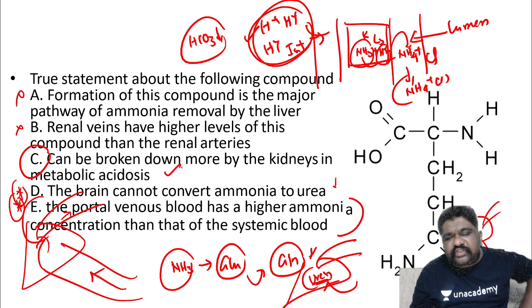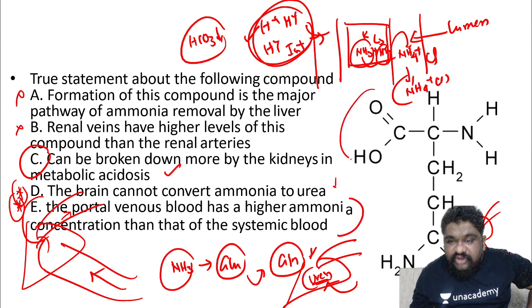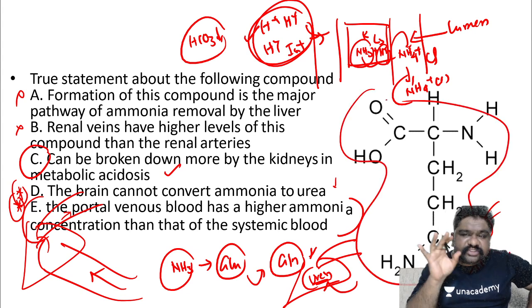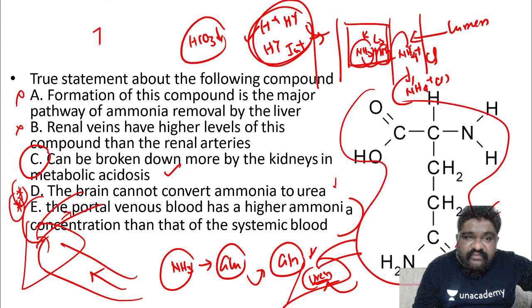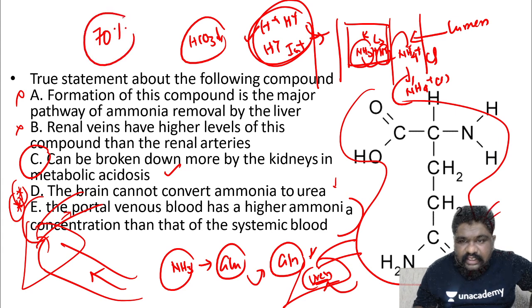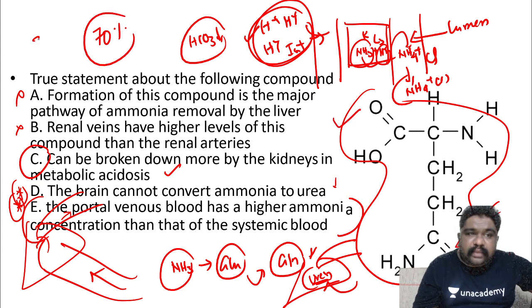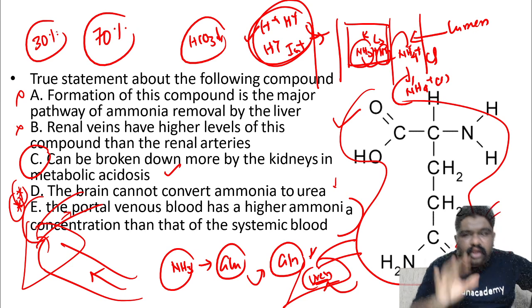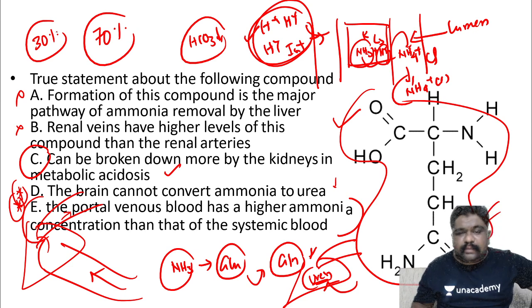But how can you arrive at this answer? Only when you know that the structure is glutamine. So knowing the structure is of paramount importance. 70% of your answer for this question lies in the structure identification. The remaining 30% lies with your knowledge about the topic of glutamine and kidney acid-base balance.